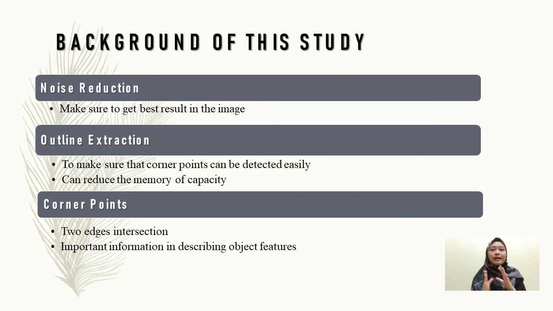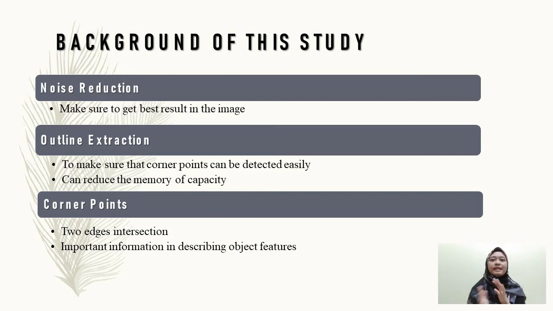Next is outline extraction. Outline extraction is the first process in pre-processing in order to present the features of the image. It is not necessary to extract the outline of the image because corner points can be detected in an image without outline extraction by using the SUSAN corner detector. Outline extraction also can reduce the memory capacity.